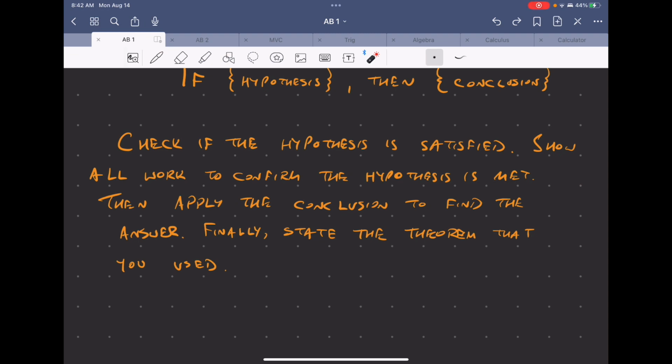Then once you do that, you want to go ahead and apply the conclusion, and this will usually give you your answer for the problem. Finally, this is also important: state the theorem that you just used. Just write it down. If you use the squeeze theorem, you want to say "by the squeeze theorem" next to your answer. This could actually lose you a point if you don't state the theorem that you used.